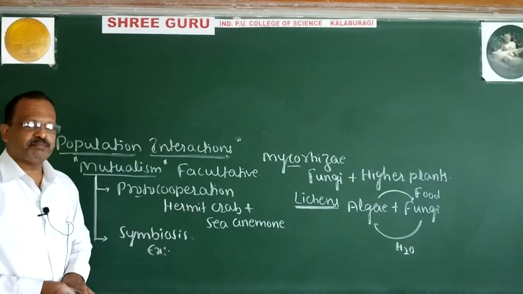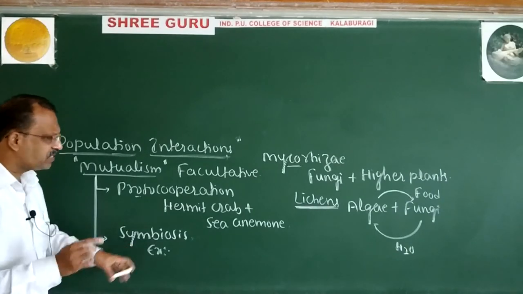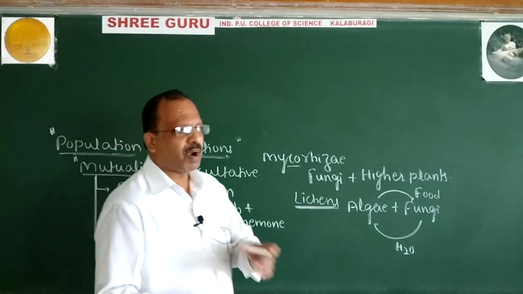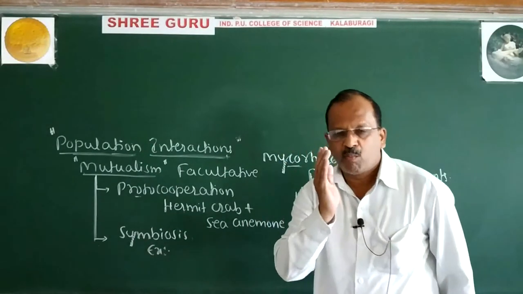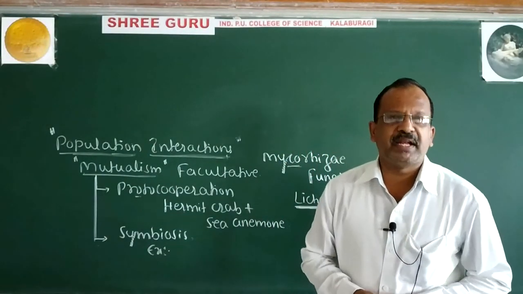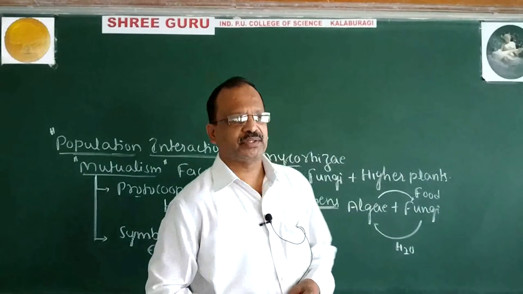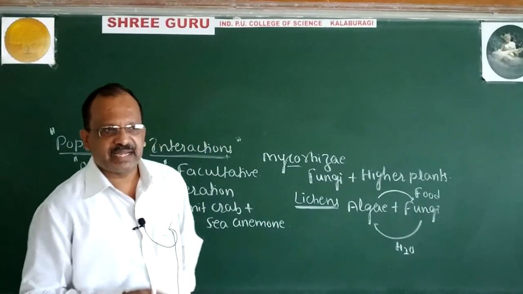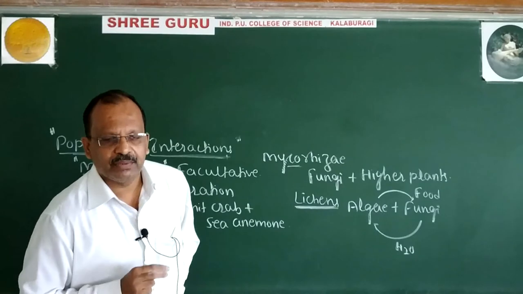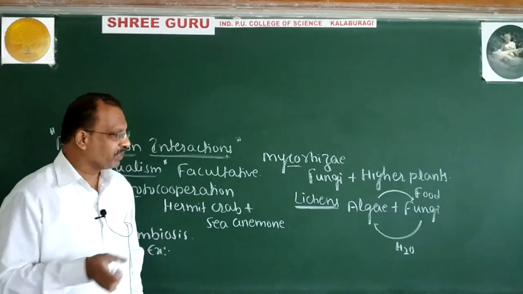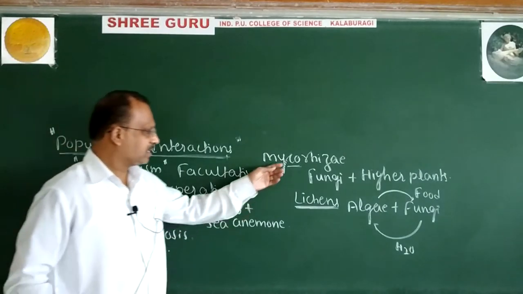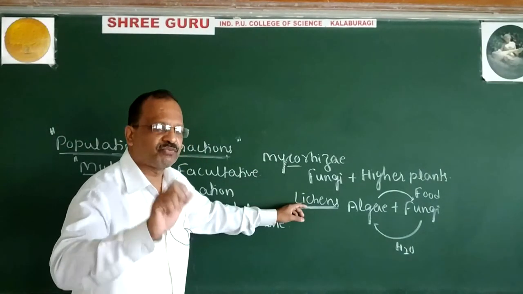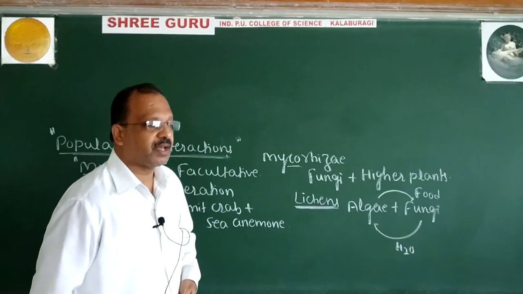Next is symbiosis. In symbiosis, both the partners will get benefit, but the association is obligatory. Obligatory means one cannot live separately. Two examples are there here, which they have put forward even in PUC first year also.